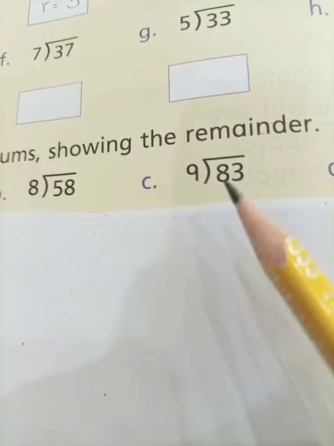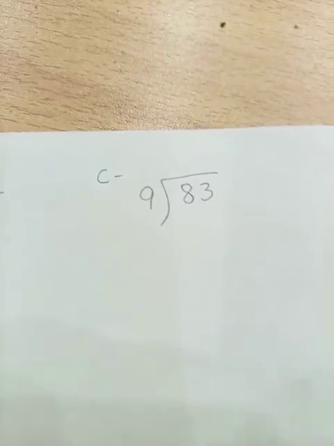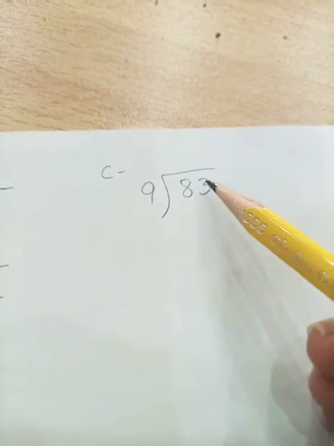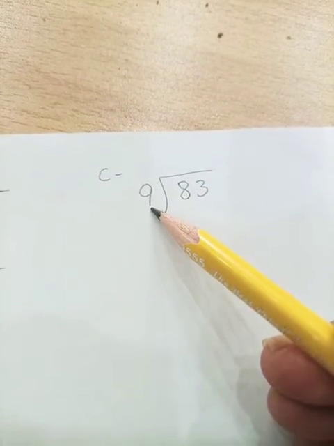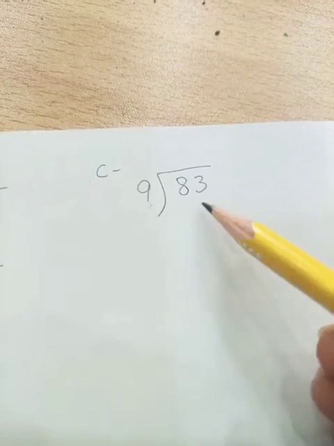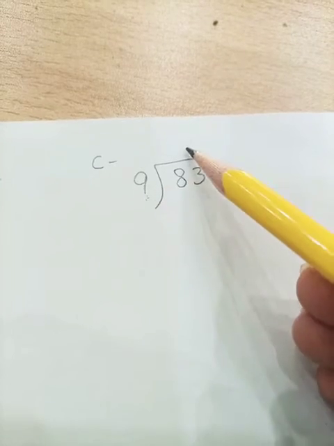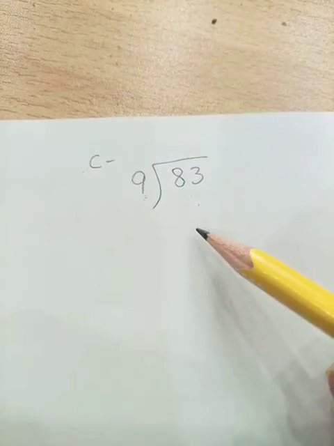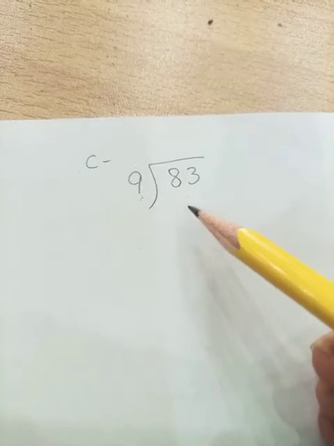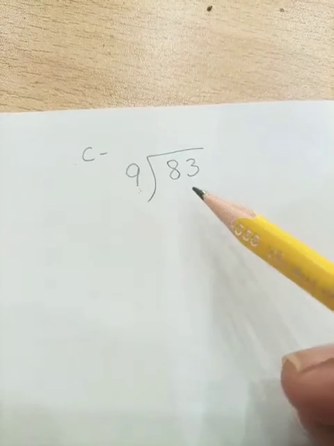Next is part C, in which we are going to divide 83 by the number 9. Students, here we are dividing number 83 by the number 9. So read the table of 9 now. So students, look at this. This number is very great. So what will be the quotient here? 9 sevens are 63. That is quite smaller than this. And 9 eights are 72.